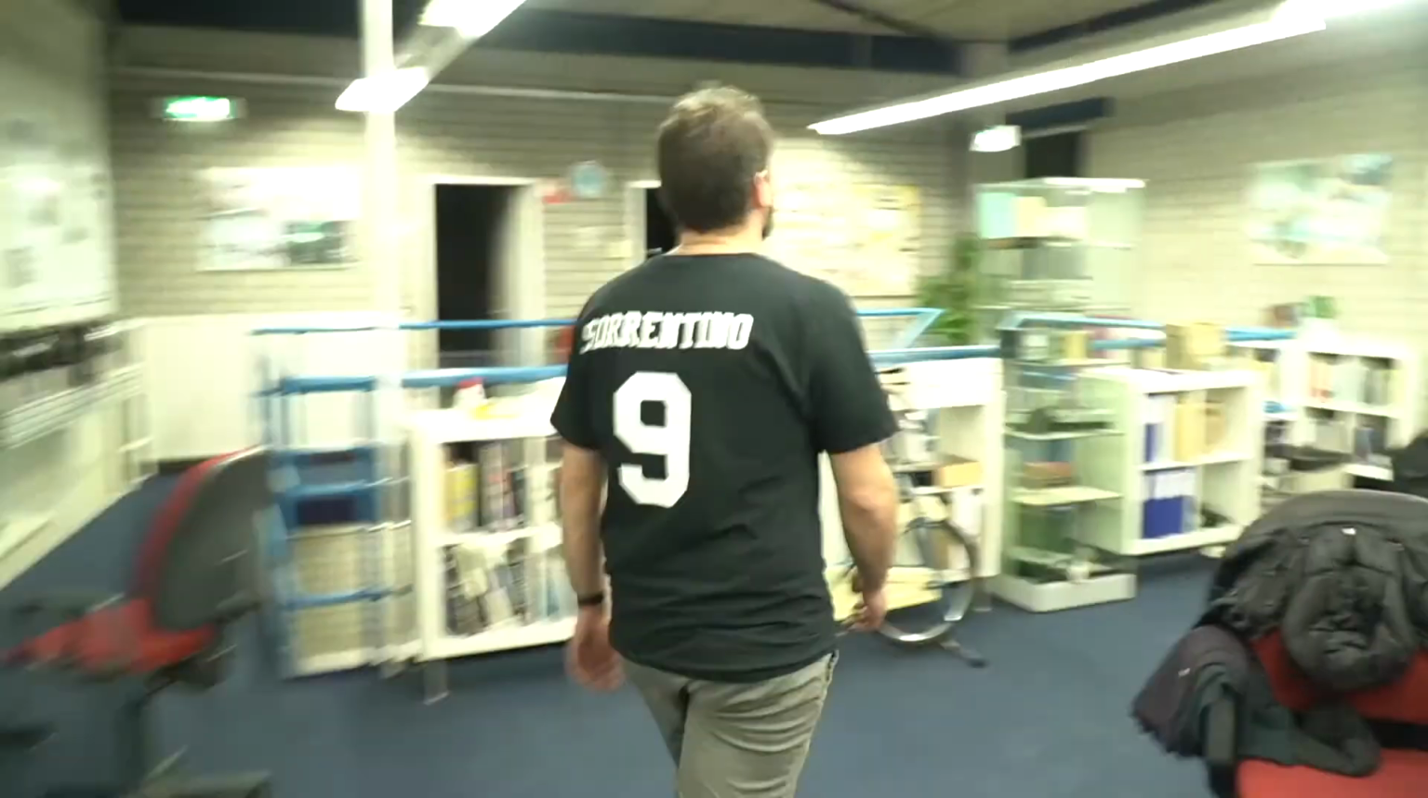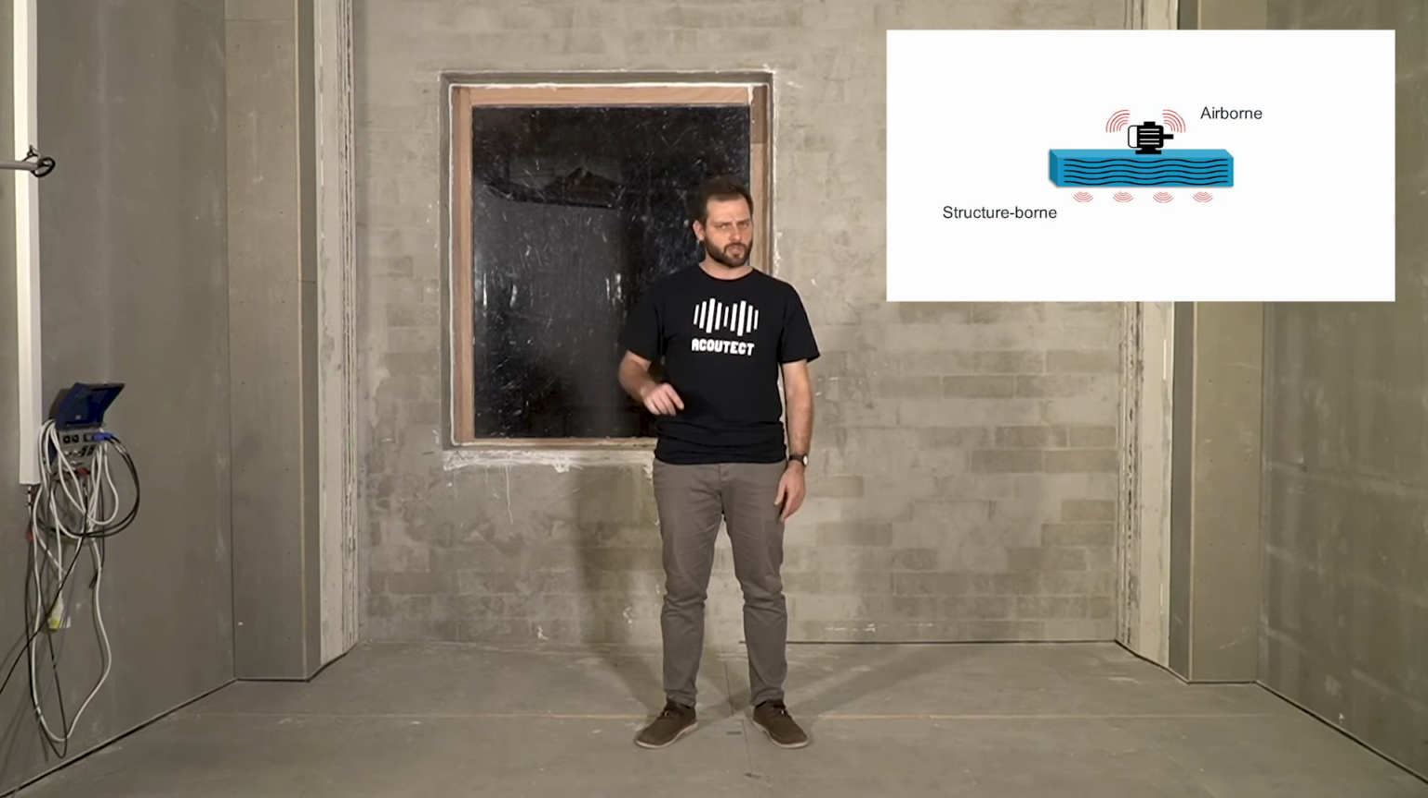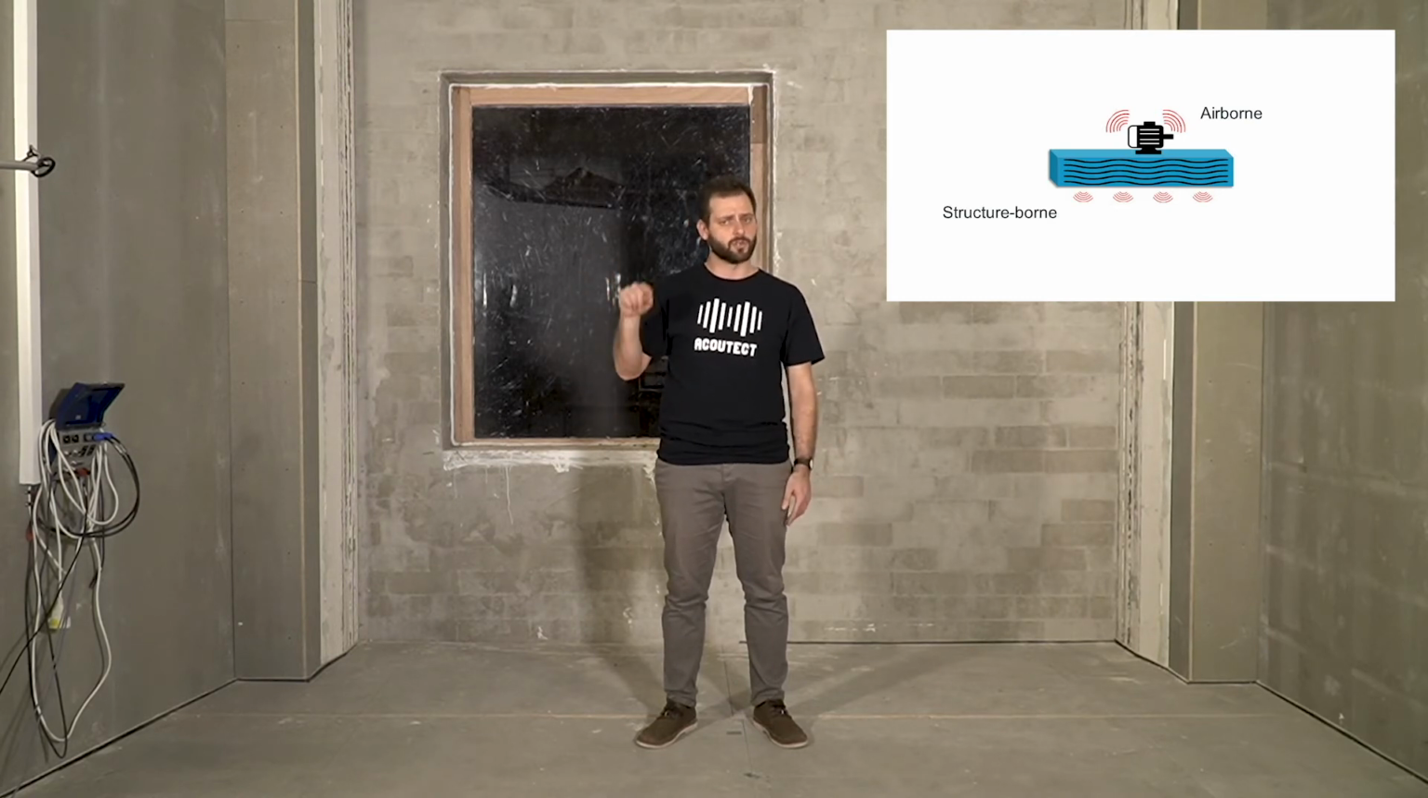Underneath this room, there is another room. Let's go to see what's happening there. We are now in the room below, and as you can hear, the sound of the upstairs machine is quiet but still audible. This structure-borne noise is caused by transmission of the mechanical vibrations of the motor through the floor into the receiving room.